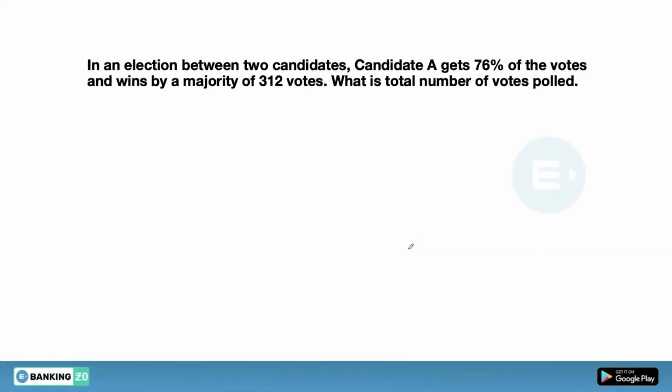The next question says, in an election between two candidates, candidate A got 76% of the votes and wins by a majority of 312 votes. What is the total number of votes polled? Now let's try to solve this part. We are told that A got 76% of the votes. That means the other candidate would have received 100 minus 76%, that means 24% of the votes.